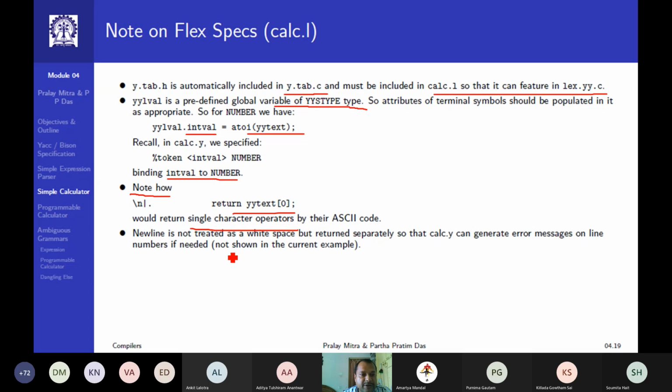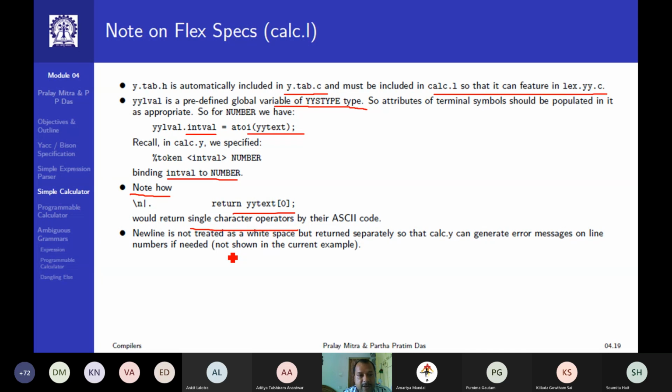But if you keep on returning the newline, then internally you can manage one variable to count how many newlines have been returned. If you know how many newlines have been returned, then if there is an error, you know at which line the error is occurring. So whenever you fire some error message, like division by 0, as we mentioned in the previous slide, for division you need to check whether it is a division by 0 or not. If it is a division by 0, then you need to report that it is a division by 0.